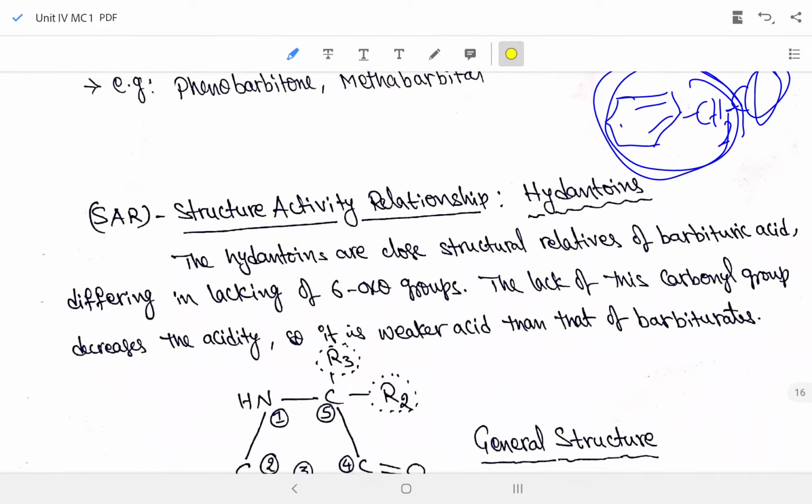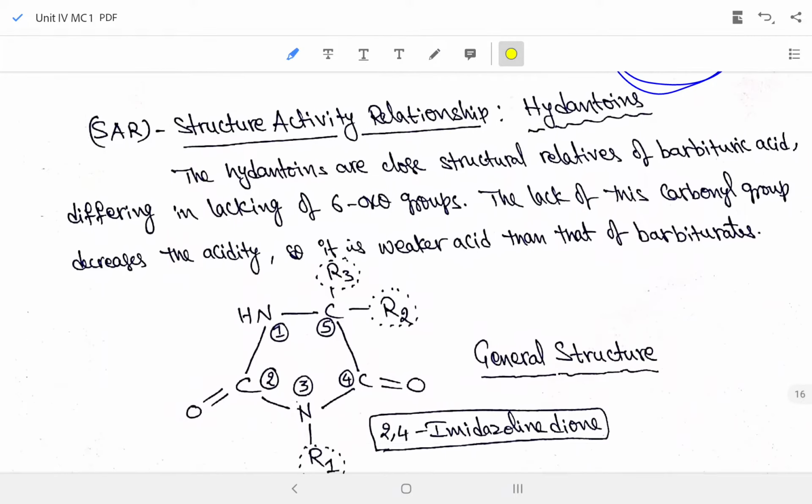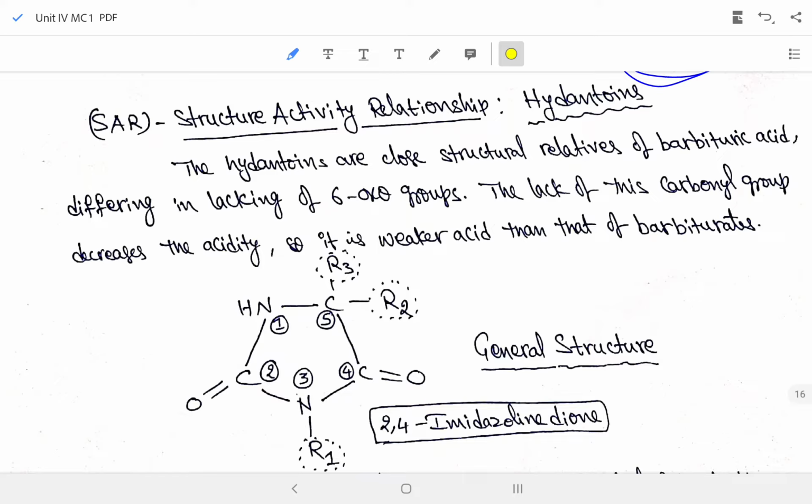Let's see the structure activity relationship of hydantoins. Hydantoin examples you remember: phenytoin, methphenytoin, ethatoin. The hydantoins are close structural relatives of barbituric acid, but the difference is that barbituric acid is a 6-membered ring and these hydantoins are 5-membered rings. So they obviously lack the oxo group at the 6th position.